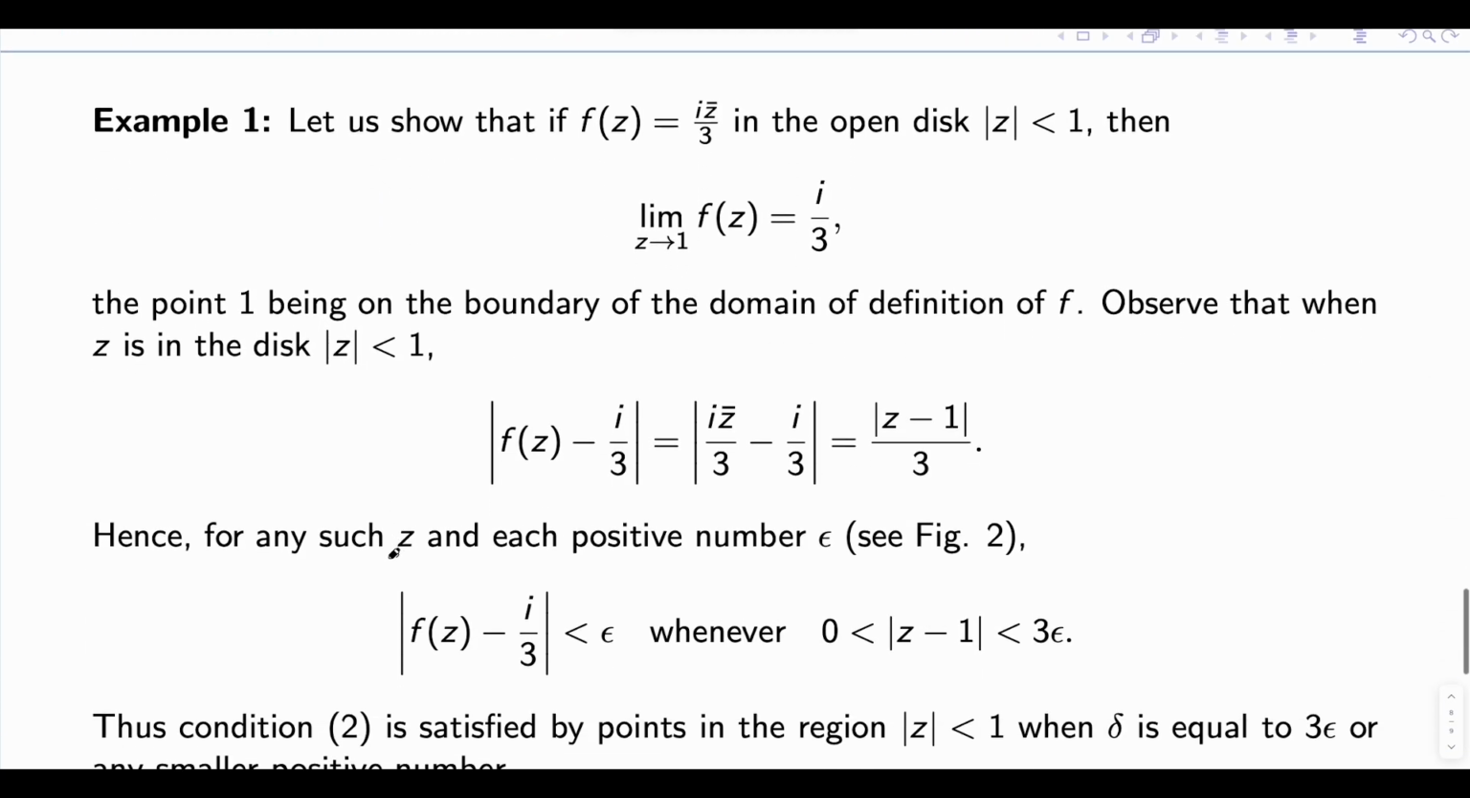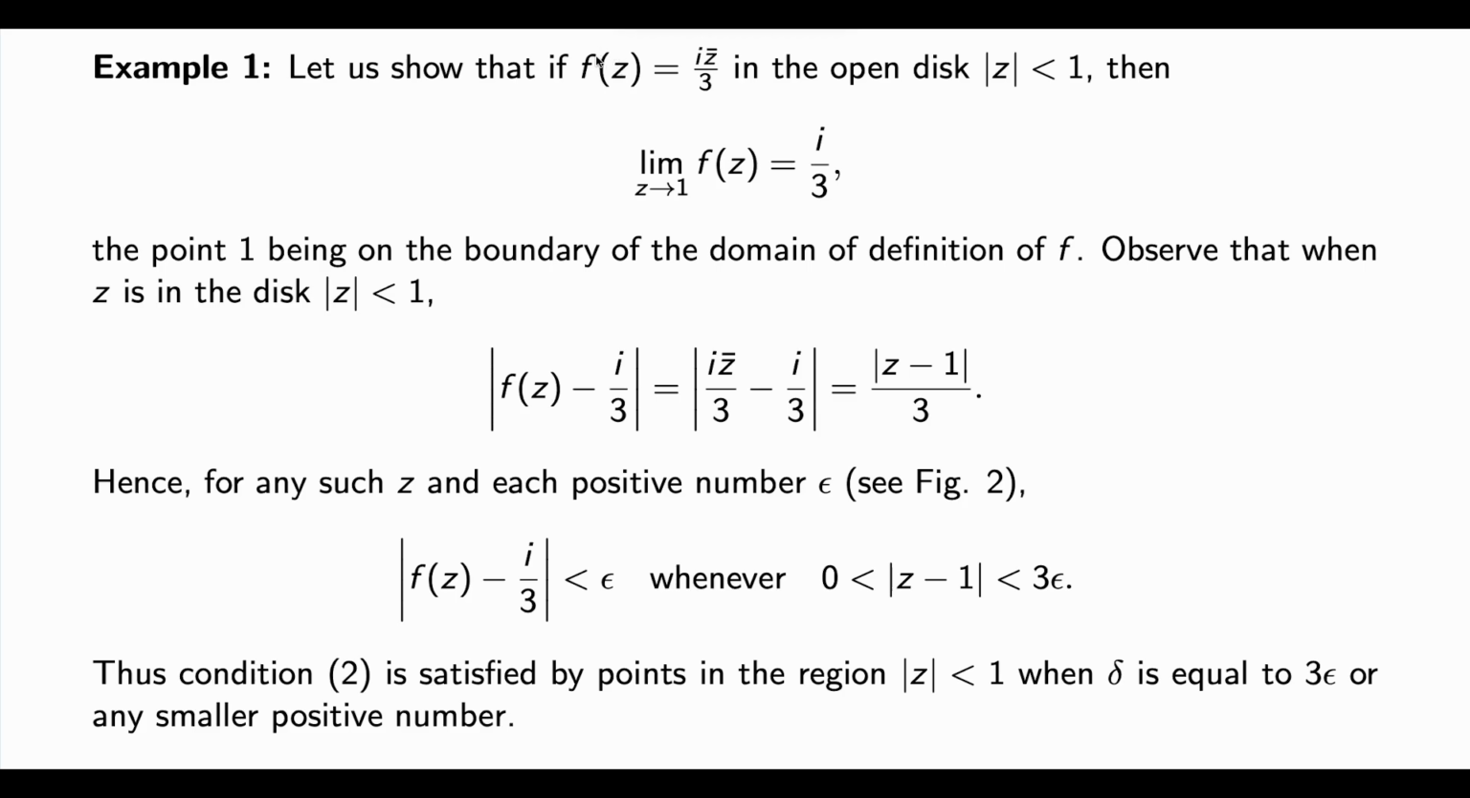Okay, so now let us see example 1. Limit f(z) equal to i z bar by 3 in the open disk modulus z less than 1, then limit z tends to 1 f(z) equal to i by 3, the point 1 being on the boundary of the domain of definition of f. Observe that when z is in the disk modulus z less than 1, what is the definition? f(z) minus w naught, so this is actually w naught, right? We plug in the function value and then solve it: z minus 1 divided by 3.